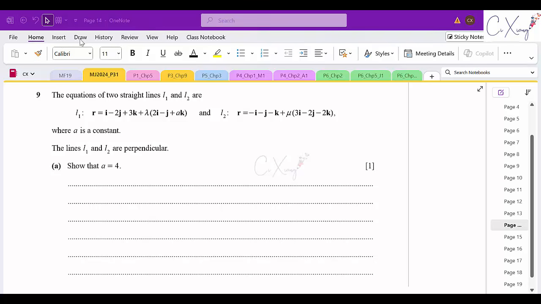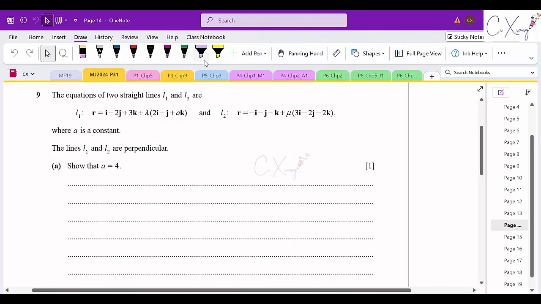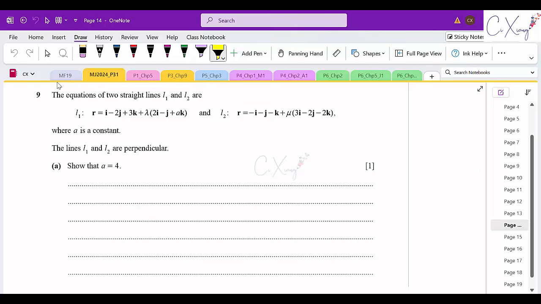Okay, so we are now at question number 9. The equations of two straight lines L1 and L2 are given in the form of vector equations, where A is a constant. Then now they tell us that line L1 and line L2 are perpendicular. So this is the information that they give us. First, they want us to show that A equals 4.